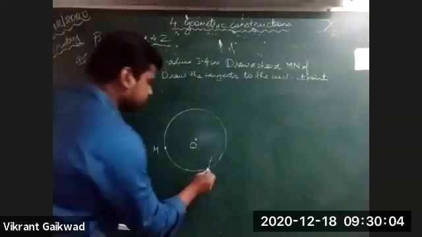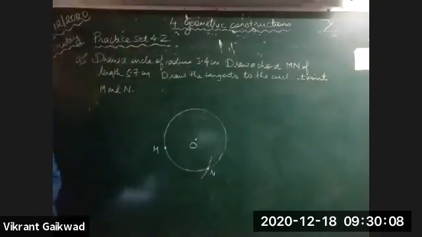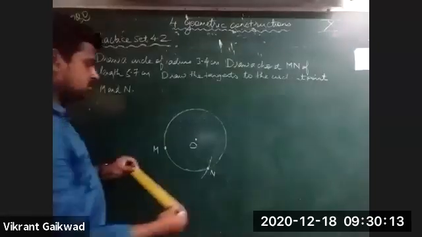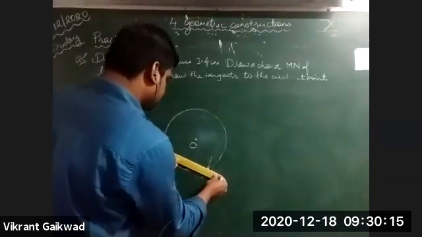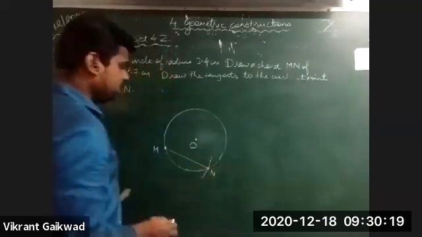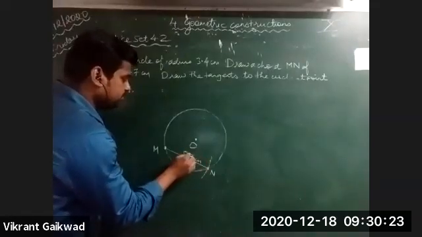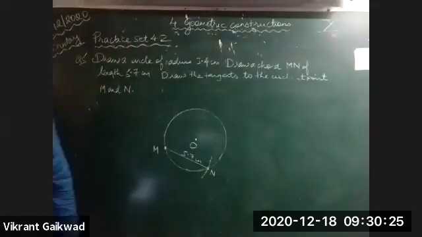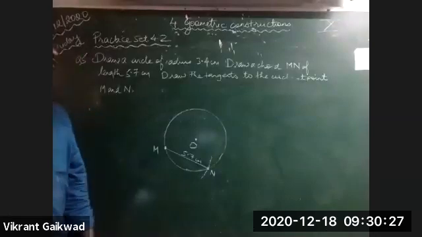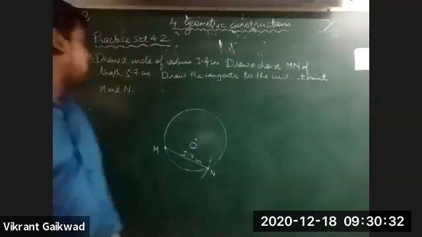This is your point N. Okay. I just join this so that you get a clear idea. This MN is the chord. Okay, MN is the chord whose length is 5.7 centimeters. Now, what they have asked you is to draw the tangents to the circle at points M and N.